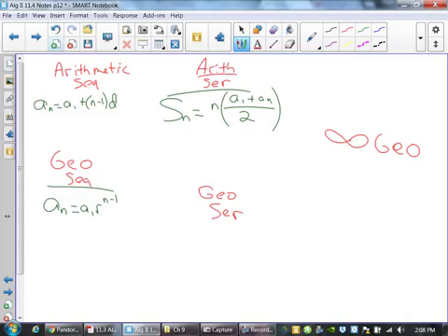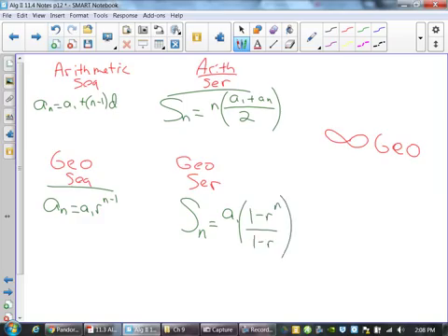The geometric one was the weird looking one. That was first term. No, it wasn't. It was first term, thank you. Oh, then it was 1 minus, yeah, for some reason I blanked. 1 minus r to the n, 1 minus r.